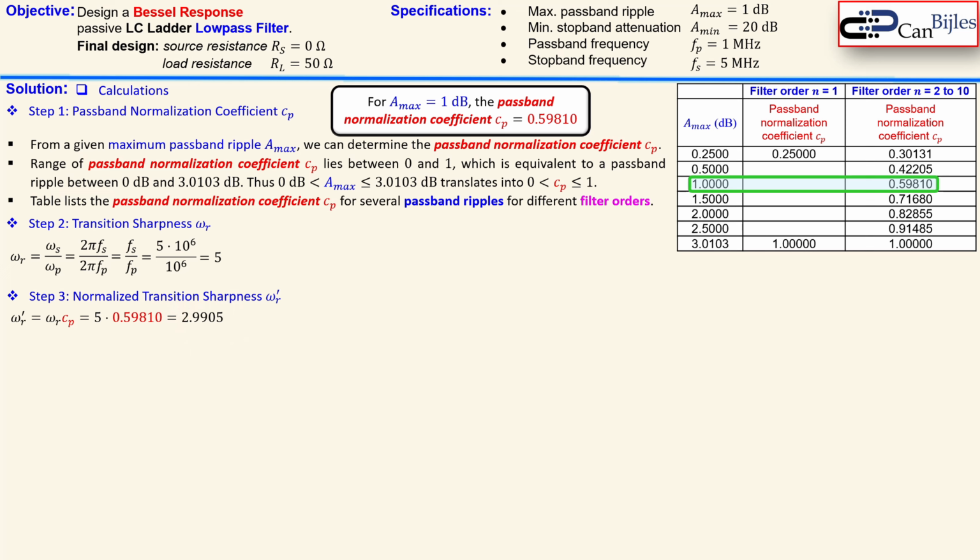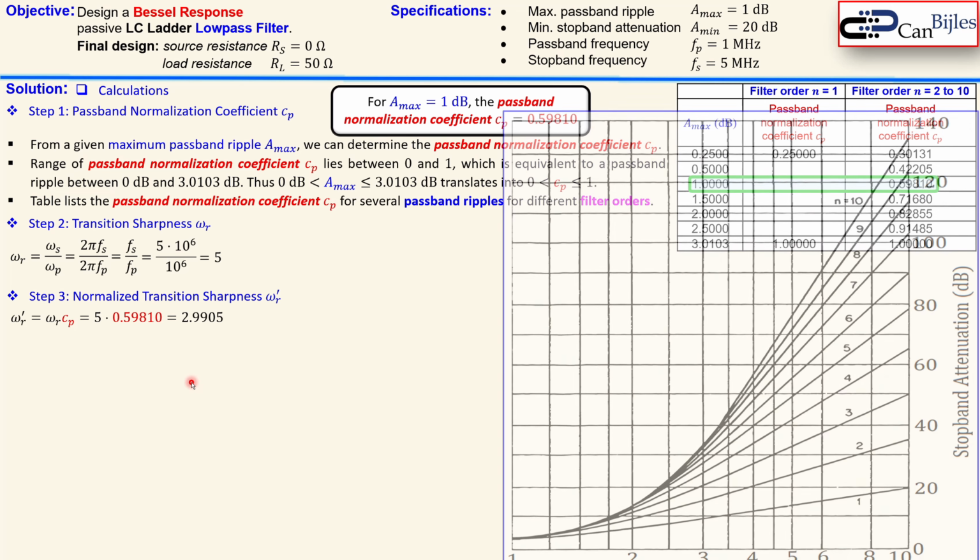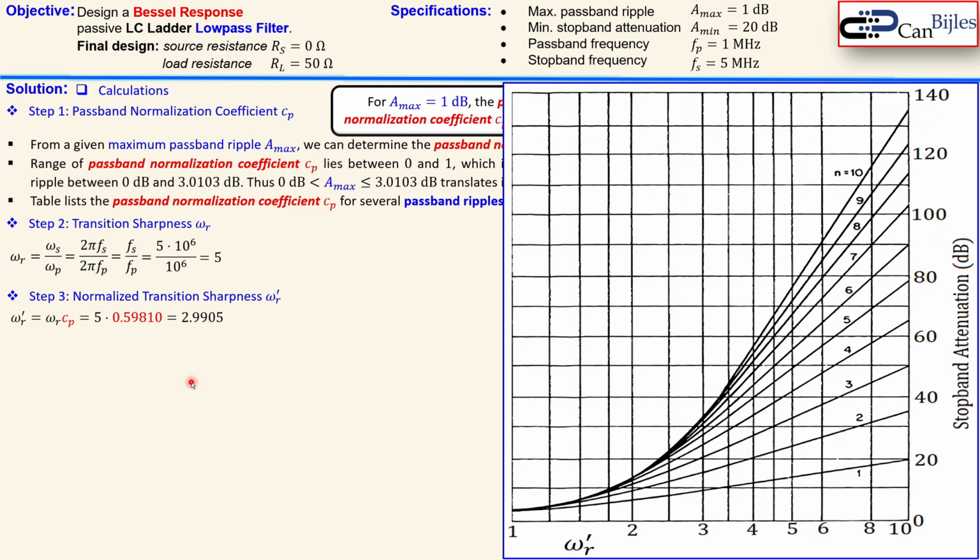that will be then brought up shortly. Okay, this is the table I will use. It's the table where you see different filter orders from first order up to 10th order. The vertical axis is the stop band attenuation you need. In this case, we have a 20 dB requirement. And this horizontal axis is what you see as omega r prime, which is our normalized transition sharpness. Okay. In this case, we need 2.9905, that's here.